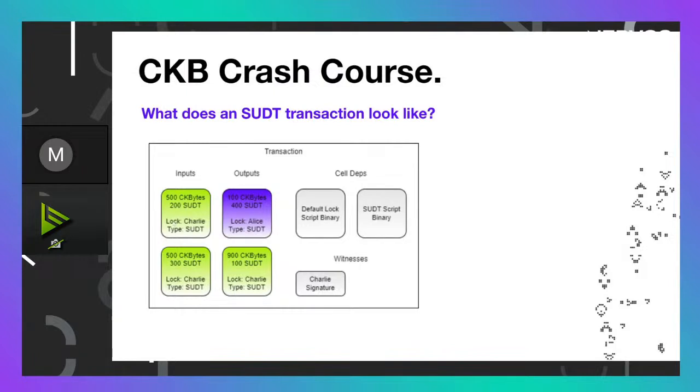Now the lock script, I couldn't fit that in because we had limited space, but that's a default lock we talked about. It's a signature-based lock. So Charlie owns this cell and this cell. It requires a signature to unlock that. That is provided in the witness over here. And the type script for all of these, the type script defines the smart contract behavior. It defines the behavior of the cell. What is it actually representing? That's SUDT. And that's on all of these.